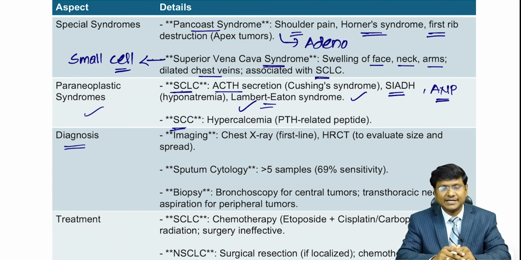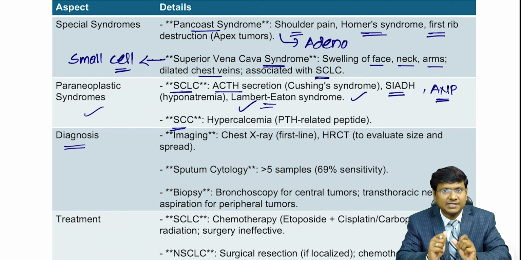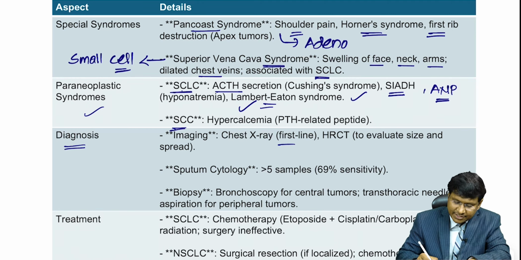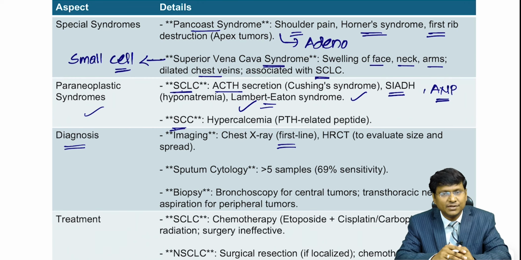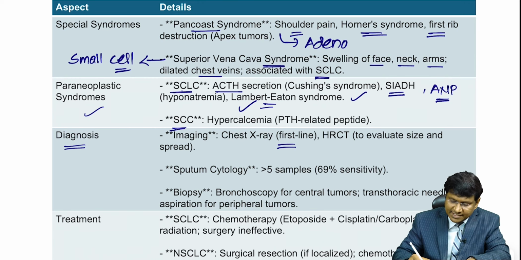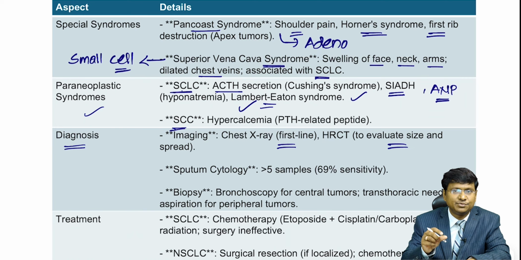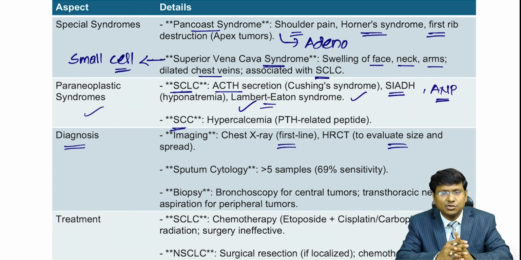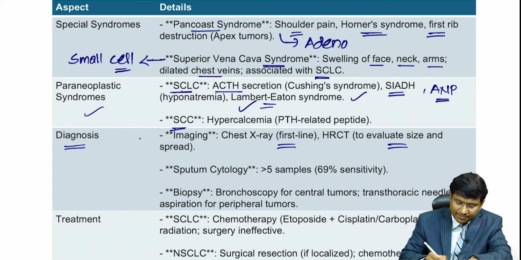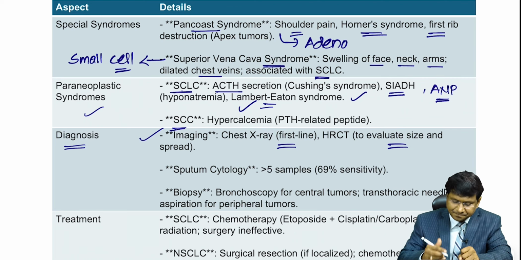Next, coming to the diagnosis. The first line investigation is the chest x-ray. What will the chest x-ray show you? The chest x-ray will show you the presence of an opacity. But the HRCT will tell you the size of the tumor as well as the extension of the tumor. That is what you will be able to make out on imaging.